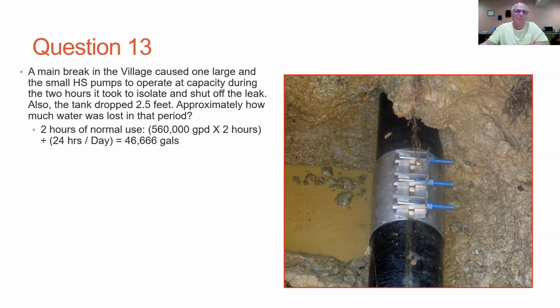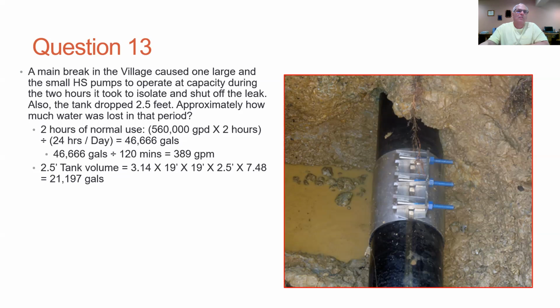Well, during that time I'm working on shutting this main off. It's leaking too. I'm going to convert that tank volume loss into gallons also. So I'm going to take pi times the radius squared, 3.14 times 19 times 19 times the 2.5 foot difference in the tank. That's what I lost during that period of time. Convert that to gallons by multiplying by 7.48, and I see that the tank lost 21,197 gallons.